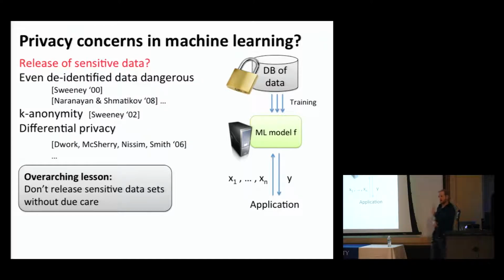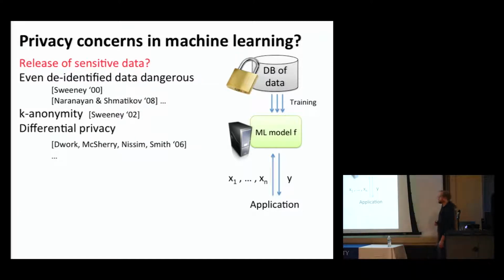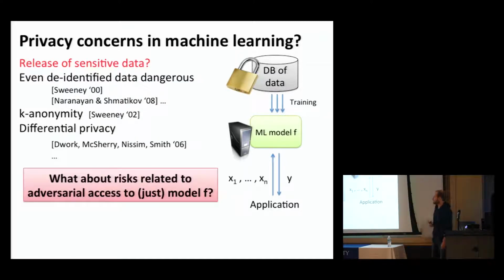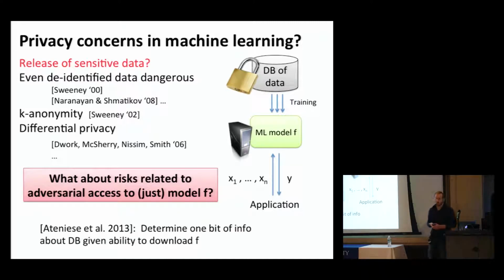So for purposes of this talk, we're going to assume a model in which the database of data is not going to be accessible to attackers in the wild. This does leave the question, though, of what happens when you get access to just this machine learning model F, which is, after all, something that's trained from the sensitive data, so it's a function of it. And this is going to be our concern. What happens when you get access to this model F? What types of bad things can happen for privacy?